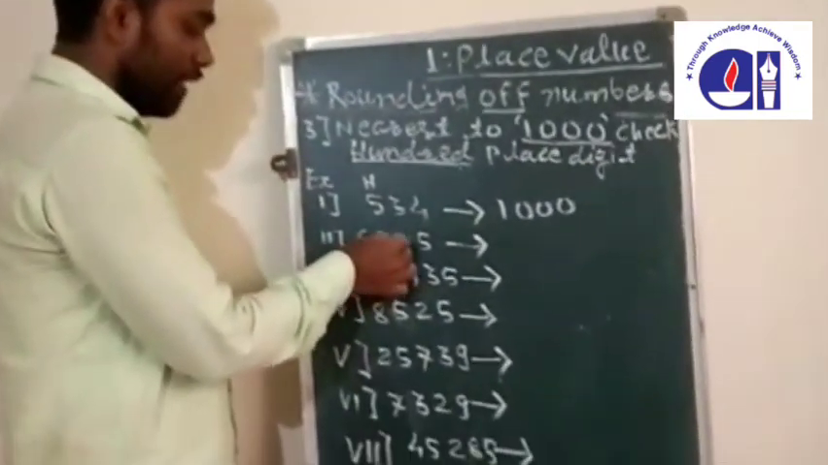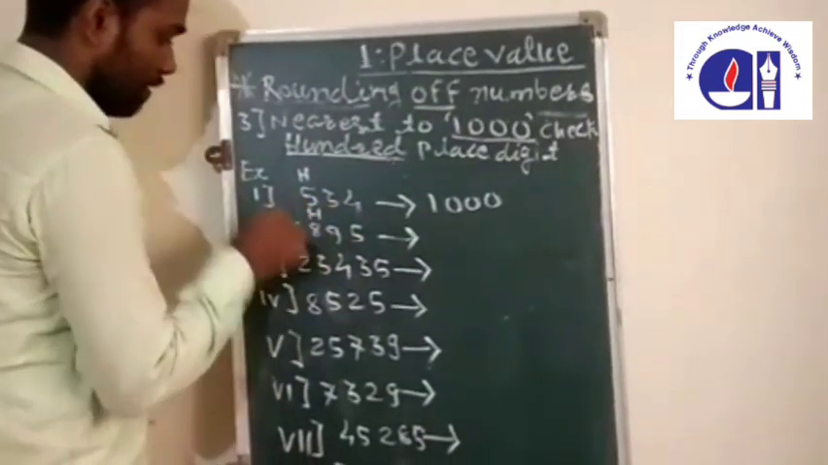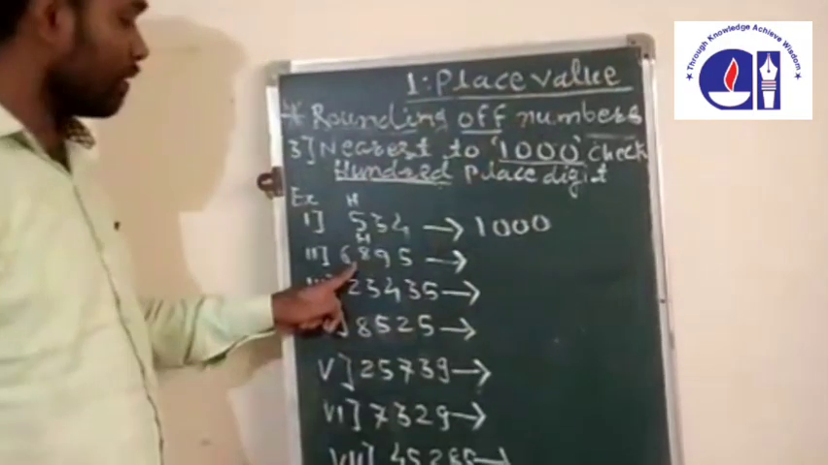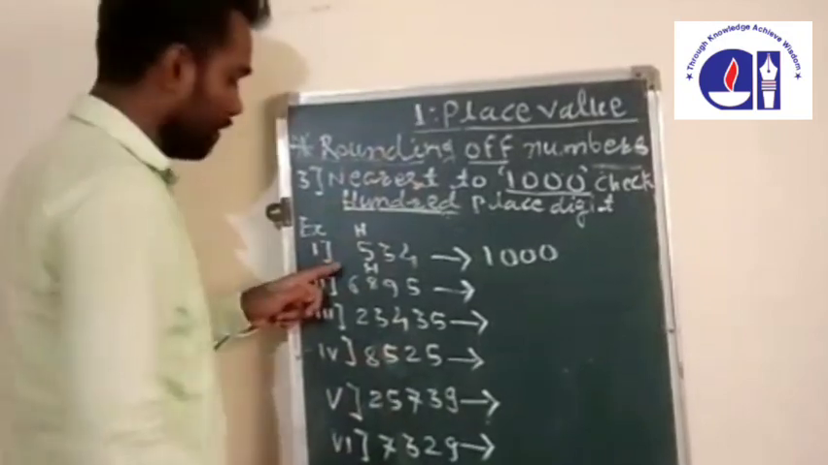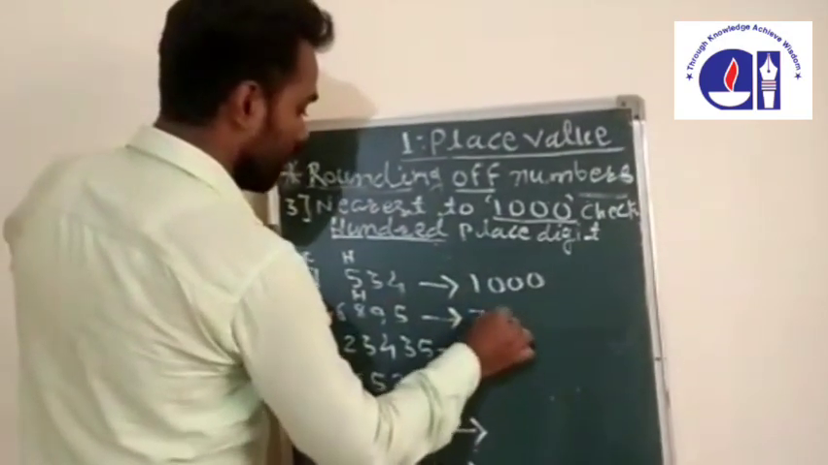Next, 6895. The 100 place digit is 8. So we have to round to the next 1000. Here we have 6000, so the next 1000 is 7000. So 6895 is nearest to 7000.